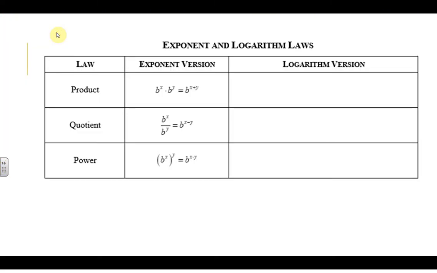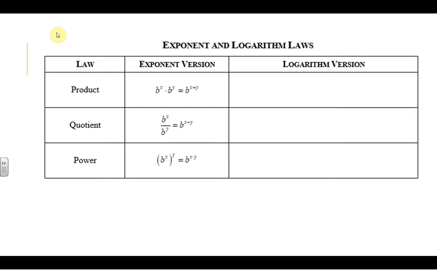And here we go. Let's expand and condense some logarithms. Now, log and exponent laws kind of are the same thing, because a log is an exponent. Remember back when we were multiplying with like bases, we added our exponents?